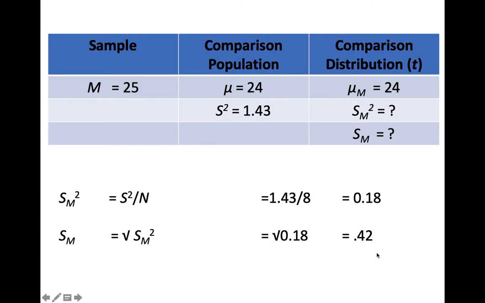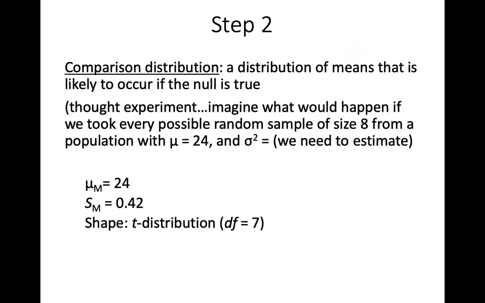That's going to tell us, on average, how much can we expect any sample mean that we randomly sample to differ from the mean of the distribution of means. Okay, so it's the same interpretation as a standard deviation. It's just a standard error. Okay, a standard error in this case is 0.42. That would not be an unusual amount for any mean that we could sample to differ from 24. All right, so there we've got our characteristics of our comparison distribution.